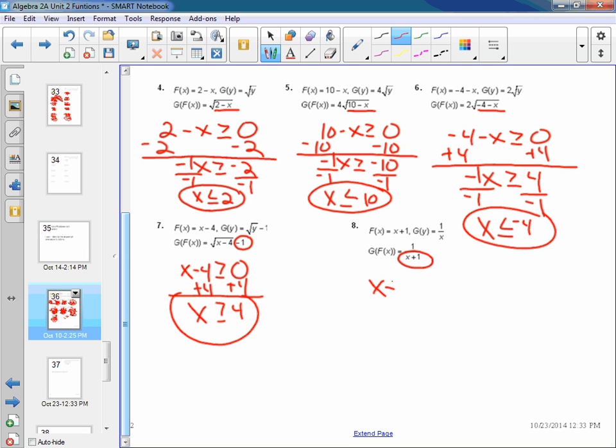So this x plus 1 cannot be equal to 0. So that's the equation you set up to find the domain, which means solve the second equation, subtract 1. X cannot equal -1. So x, the input or the domain, is all numbers except -1.